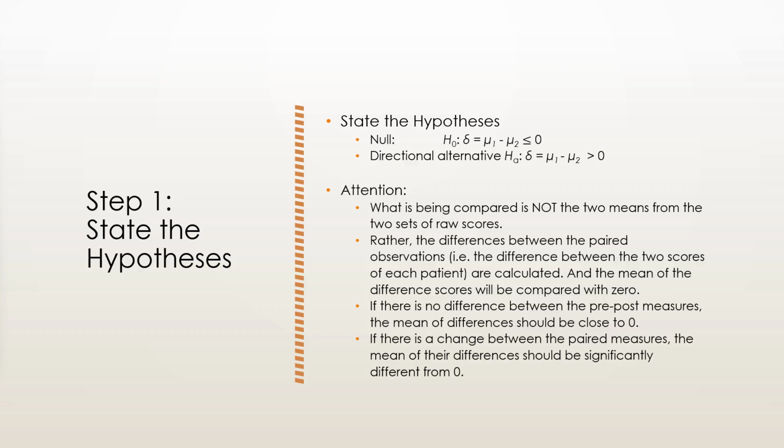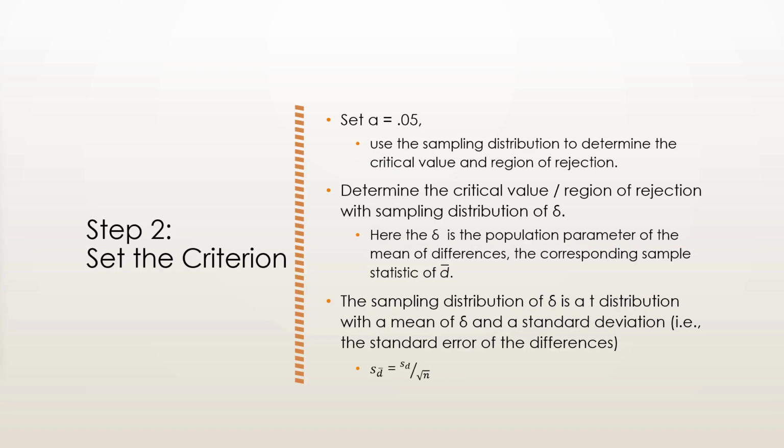If there is no difference between the pre and post measures, the mean of the differences is expected to be close to 0. If there is a change between the paired measures, then the mean of their differences should be significantly different from 0. In step 2, let's go with alpha equals 0.05. The sampling distribution in this case is based on the mean of the paired scores differences, delta.